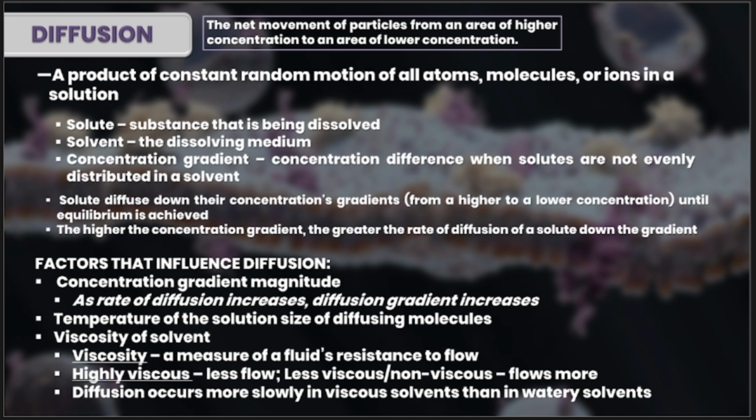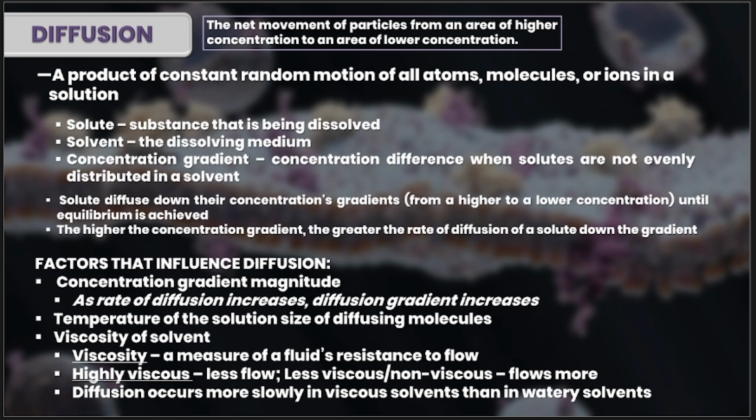We actually have two common types of diffusion: simple diffusion and facilitated diffusion. Simple diffusion is the unassisted movement of small non-polar substances across a selectively permeable membrane. Examples are oxygen and carbon dioxide. Again, simple diffusion is unassisted movement.